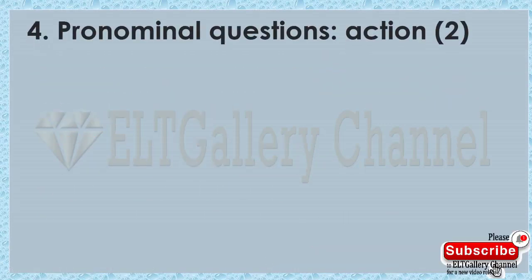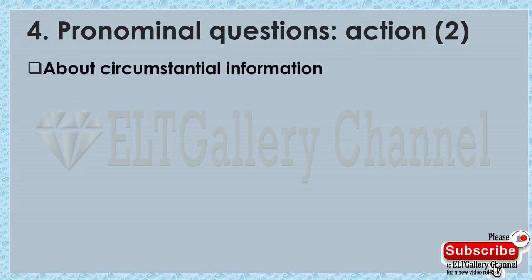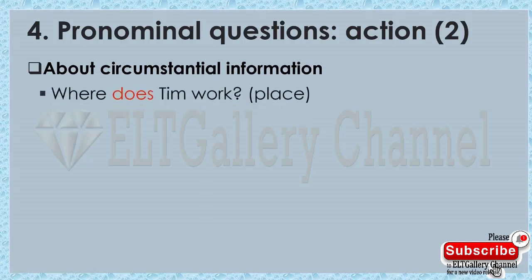Now we have another kind of question. It is still related to actions, and it gives circumstantial information about the place, time, or reason. For example, where does Tim work? He works in a private bank. So it's about place. Where does Tim work? The subject here is Tim, and we need "does" because there is no auxiliary verb.